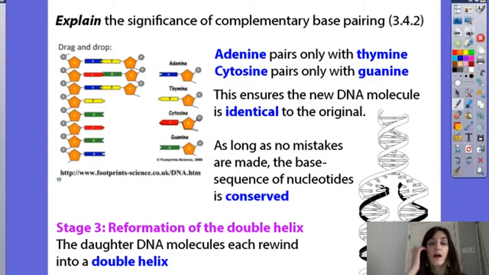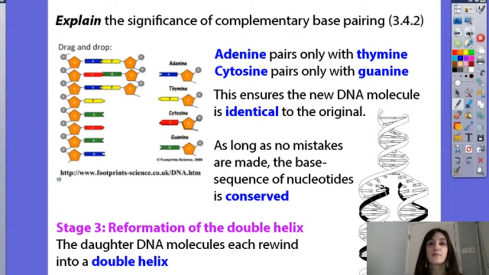Okay. This complementary base pairing is very significant in DNA replication. As you know, adenine pairs with thymine and cytosine will only pair with guanine. That ensures that the new DNA molecule that's being made is identical to the original. And as long as no mistakes are made, the sequence of base pairs will be conserved. So that sequence of nucleotides stays the same.